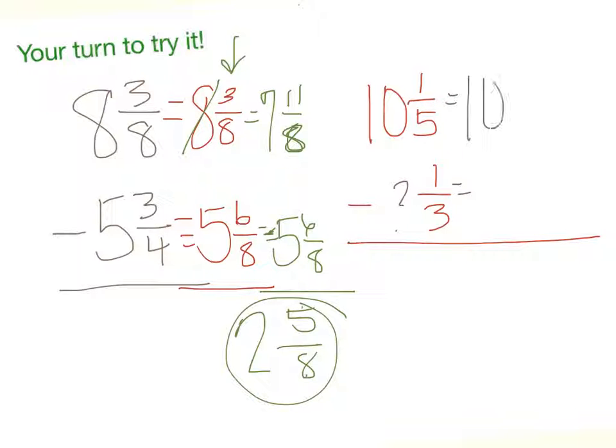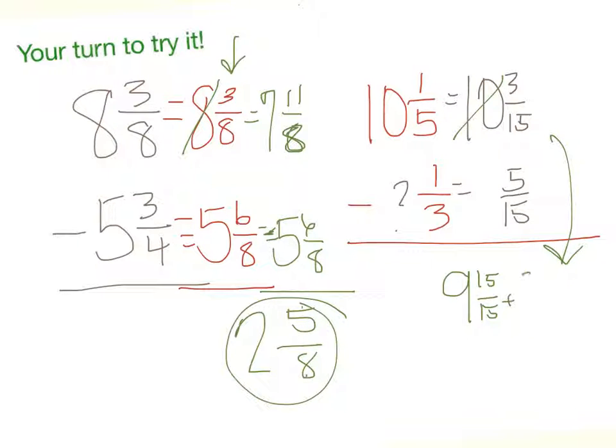So that's going to be 10 3/15 minus 5/15. Okay? So I can't take 5 from 3, so what I'm going to have to do is move down here to the bottom. I have to borrow from the 10, and that becomes 9 15/15 plus 3/15. Notice I didn't take the shortcut. I'm just working it the long way.